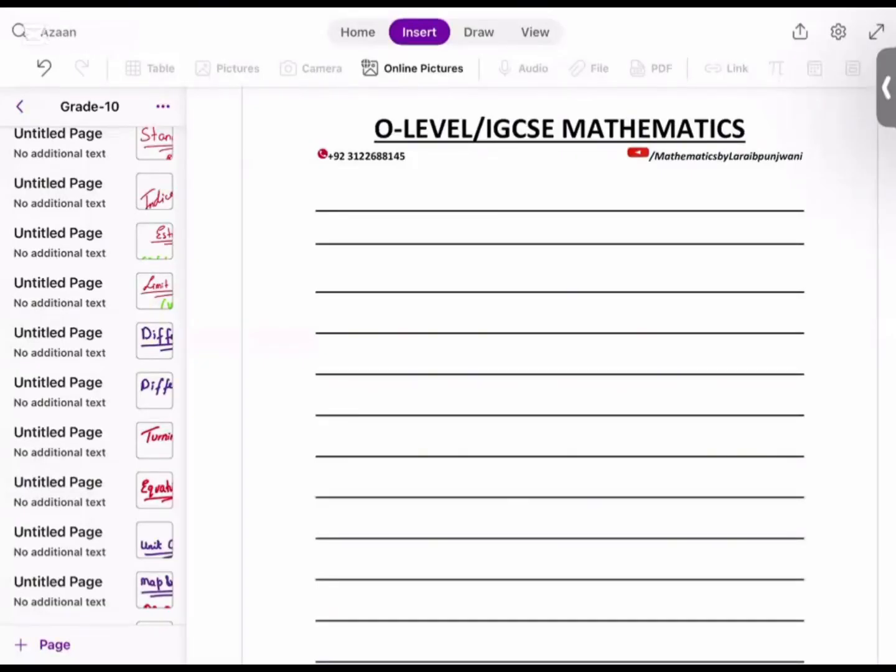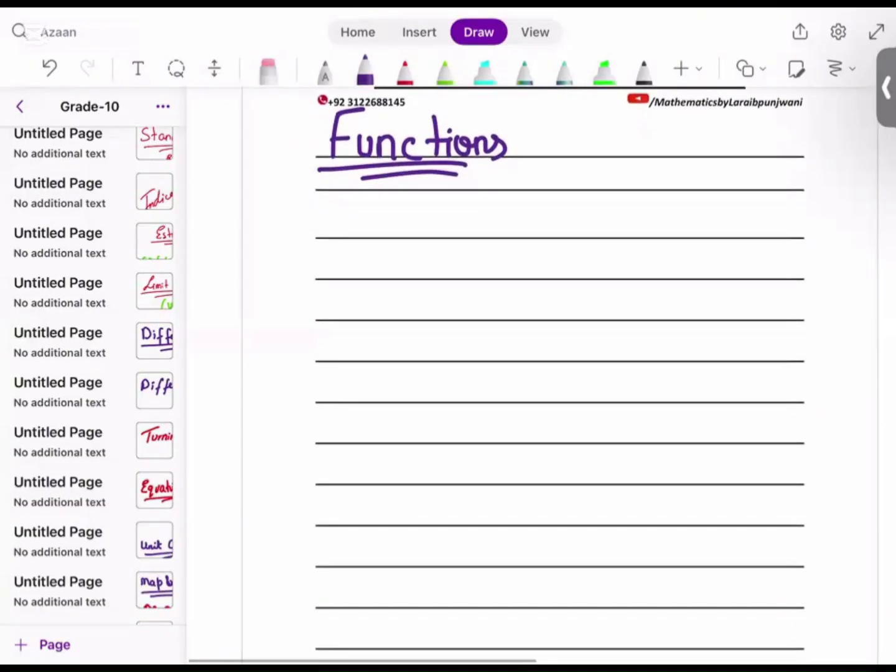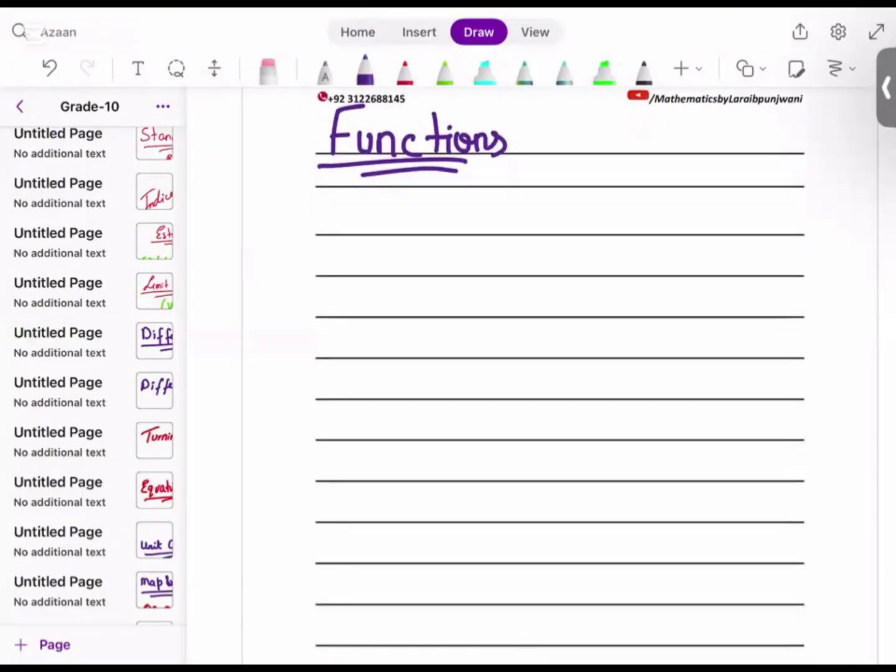So today's class topic is functions. Easy and simple topic. Functions. So what is a function basically? We consider a function like a machine where we give some input and we get some output. That's a simple definition of functions.